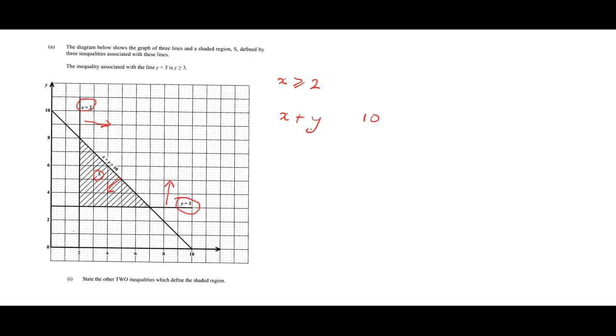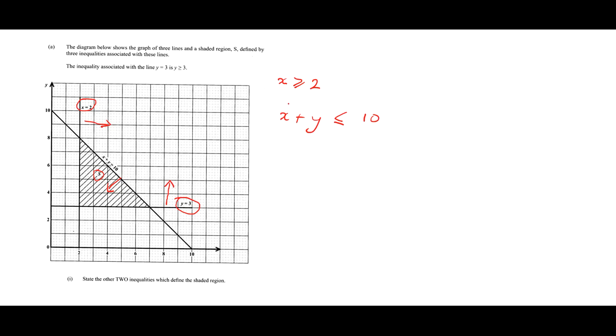And we substitute it into the expression x plus y. 4 plus 4 is 8. So 8, you would realize, is less than 10. So therefore, that shaded region is really x plus y is less than or equal to 10.